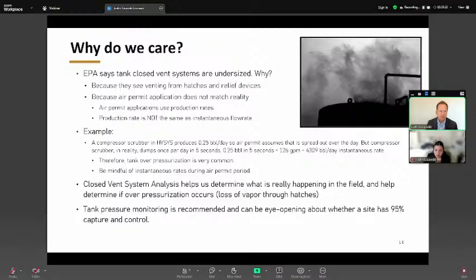What we are able to do with these closed vent system analyses is really determine what's happening in the field, identify when we can see overpressurization, and determine how we establish an operating envelope for a facility. Many facilities don't have tank pressure monitoring, but through all the tank pressure monitoring that is installed, we've been able to validate our approach and our analysis, and also establish that we have 95% capture and control, which is what's required by EPA Quad OA and Quad OB.